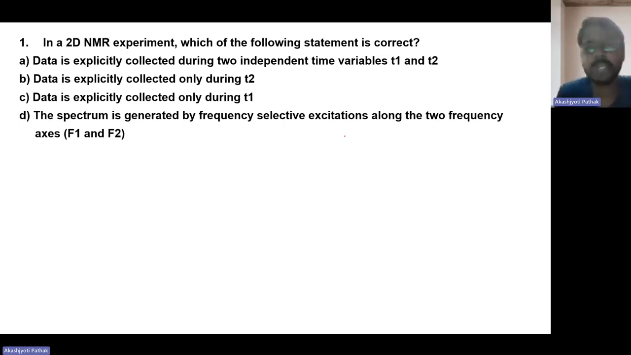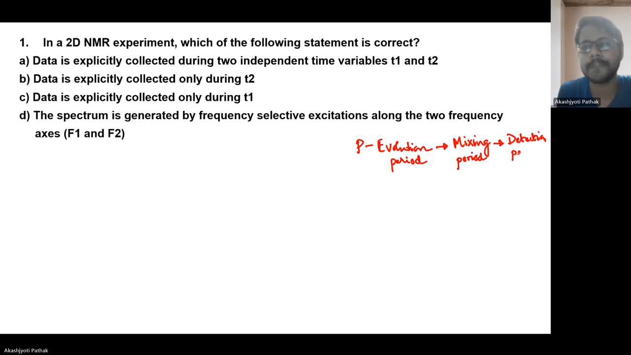We have now understood the general scheme. We have the preparation time, then the evolution time, then after the evolution period we have the mixing period, and then you have the detection period, right? So this evolution period was called T1 and this one was called T2. Now, given this hint, try to solve this question. Which of the following statements is correct? Data is collected during which period?